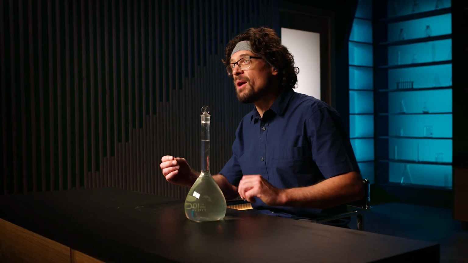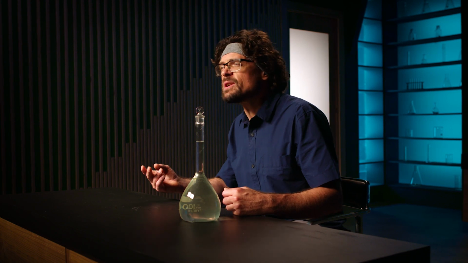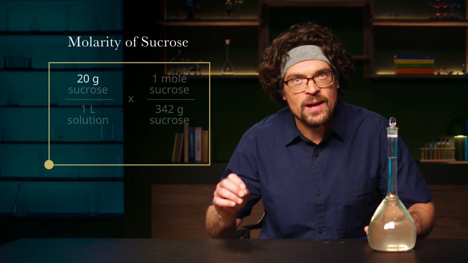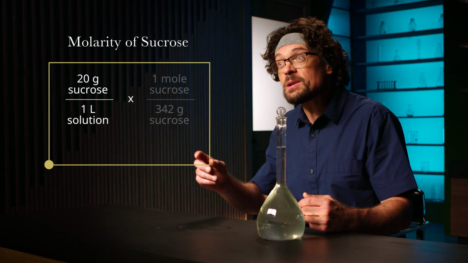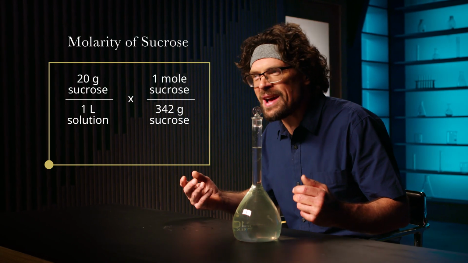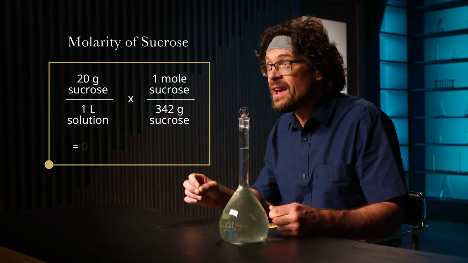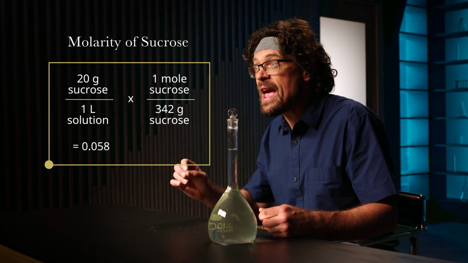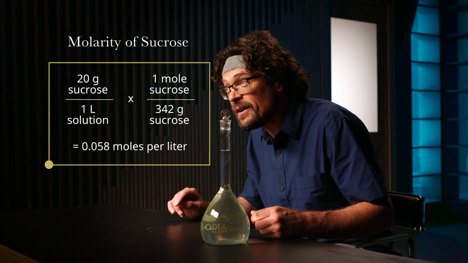Sucrose is an important component of my sports drink. So let's focus on that. If I make a liter of solution that contains 20 grams of sucrose, what's my molarity? All I have to do is use the molar mass of sucrose to convert from grams to moles. So I know I have 20 grams of sucrose in 1 liter. Multiplying by 1 mole per 342 grams, which is the molar mass of sucrose, resulting in 0.058 molar, or moles per liter.